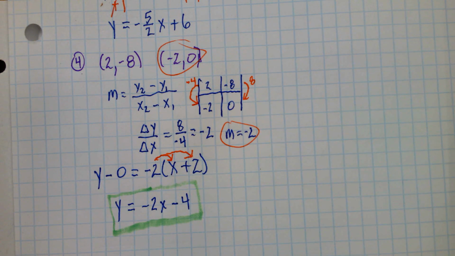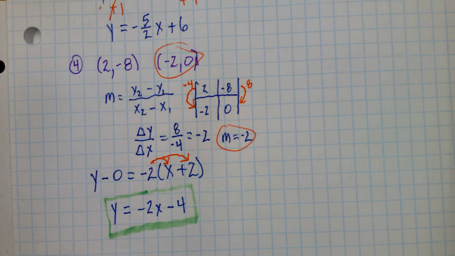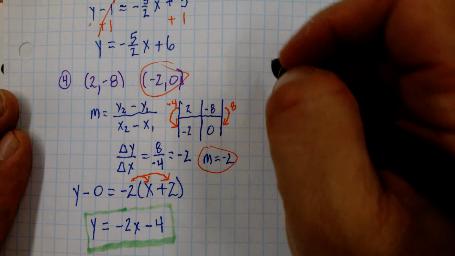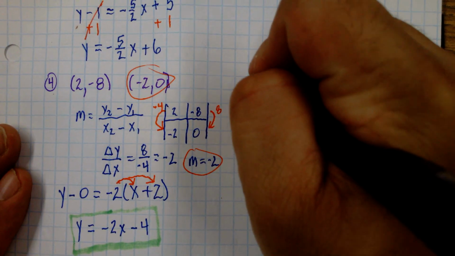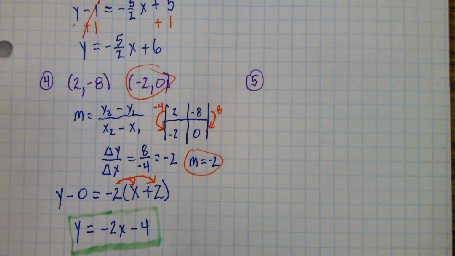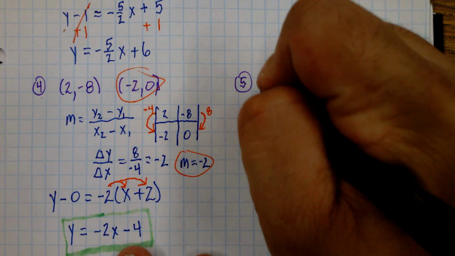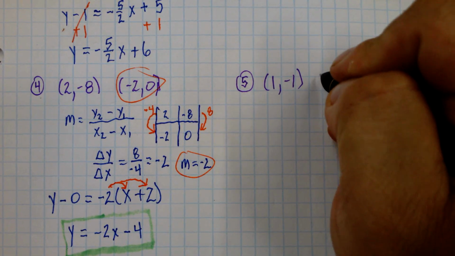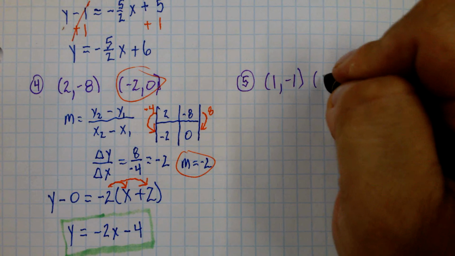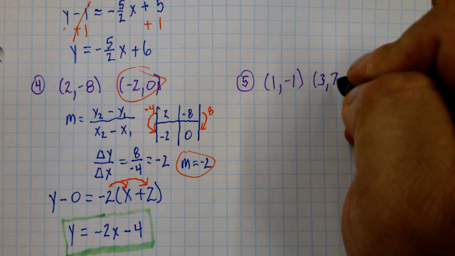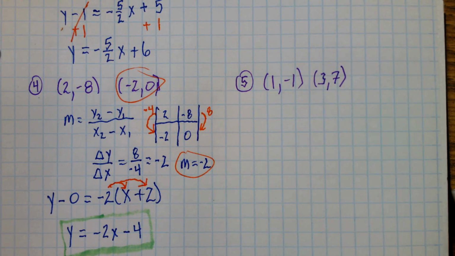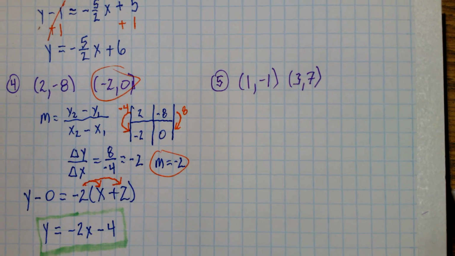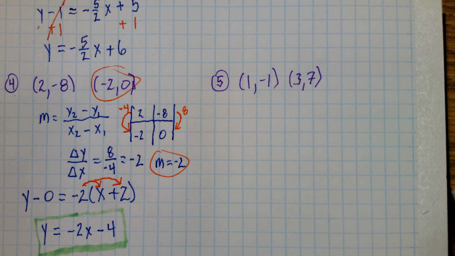One more. I'd like you to try this one on your own. Number 5. This will be the last one. Okay. Our coordinates are 1, negative 1, and 3, 7. Give it a try. Okay? So on your own, figure out the equation in slope-intercept form that goes through these 2 points.